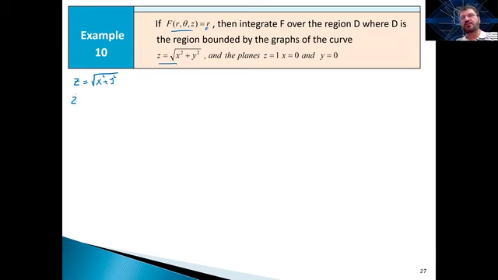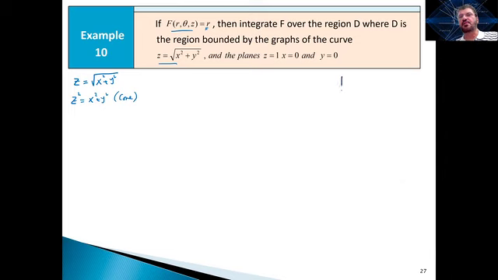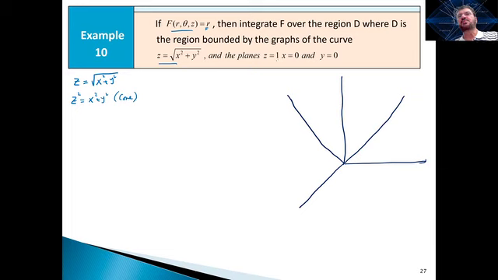If I square both sides, guys, what do we get? z squared is equal to x squared plus y squared. Remember, this is the equation of the cone. So let me graph the cone now. We are going to start with the cone. Here is the cone. It's going to go up, and then we're going to go up to z equal to 1.